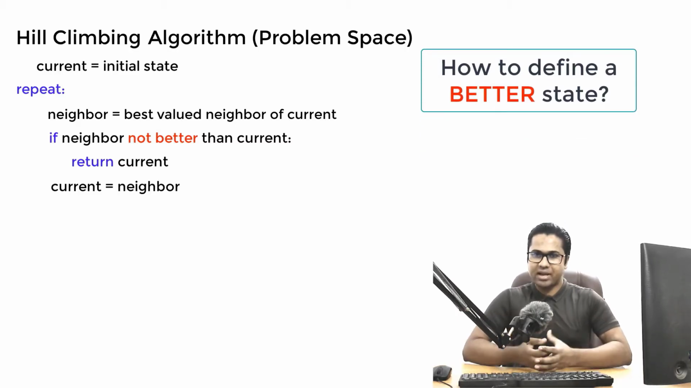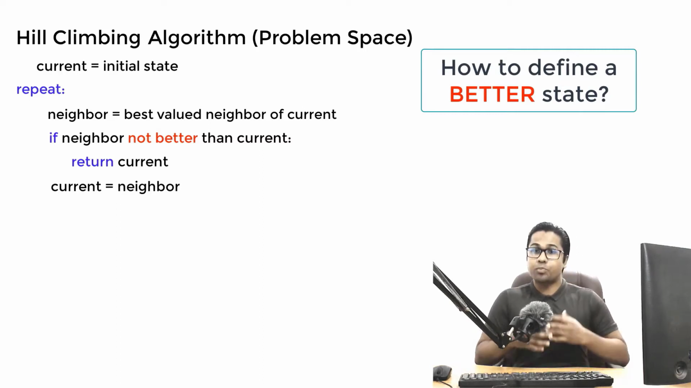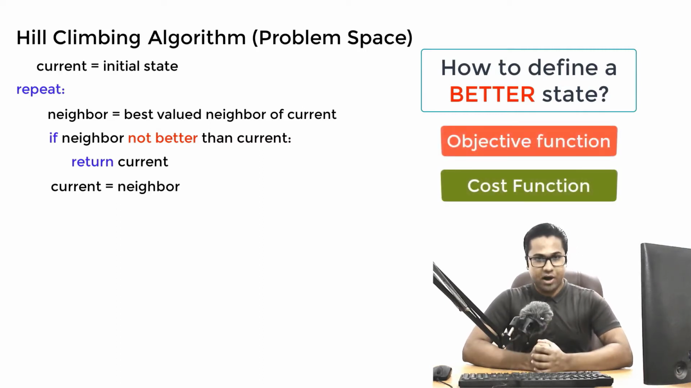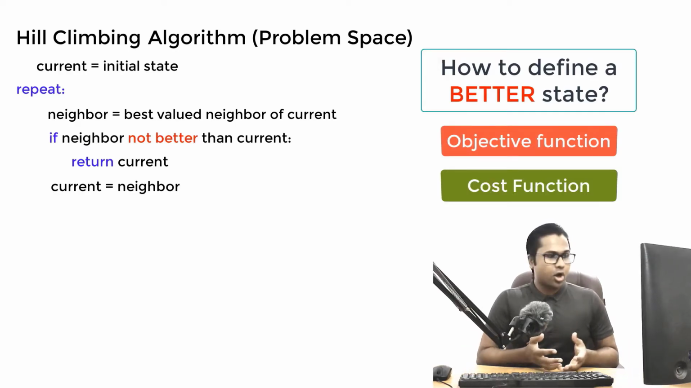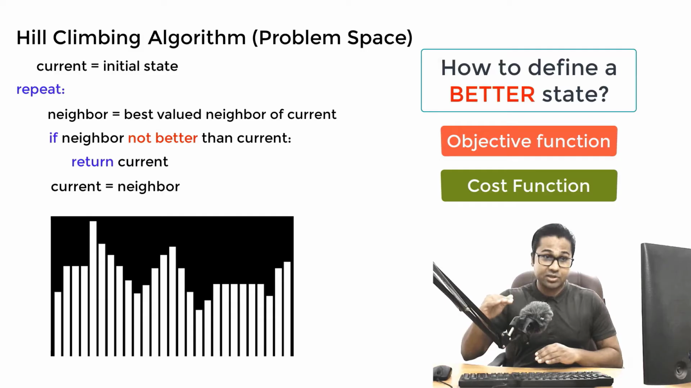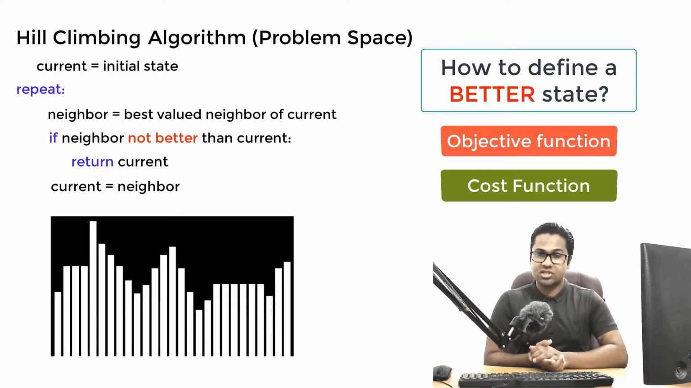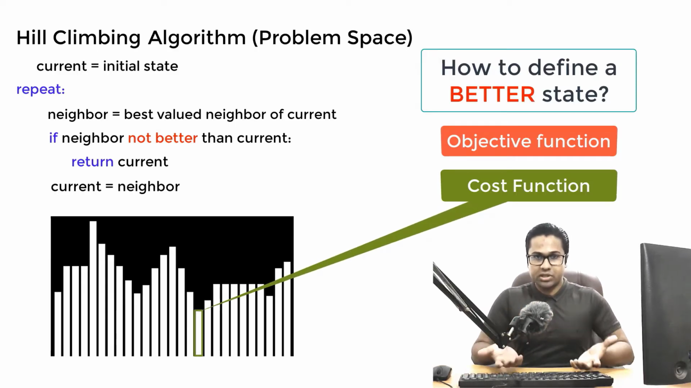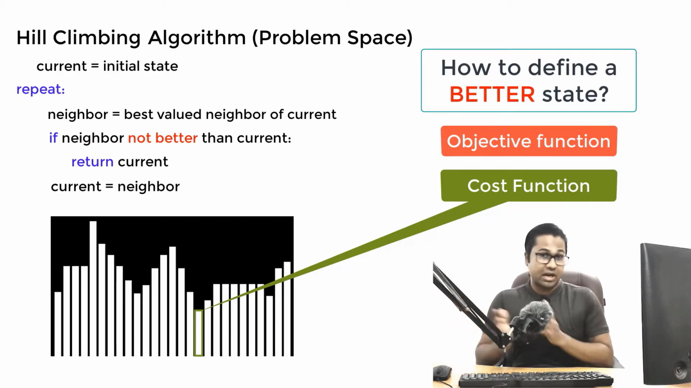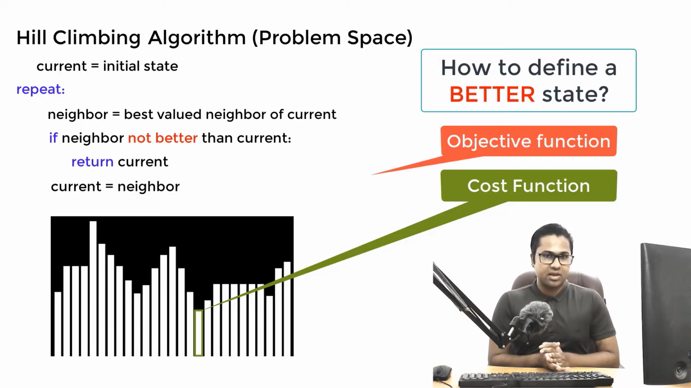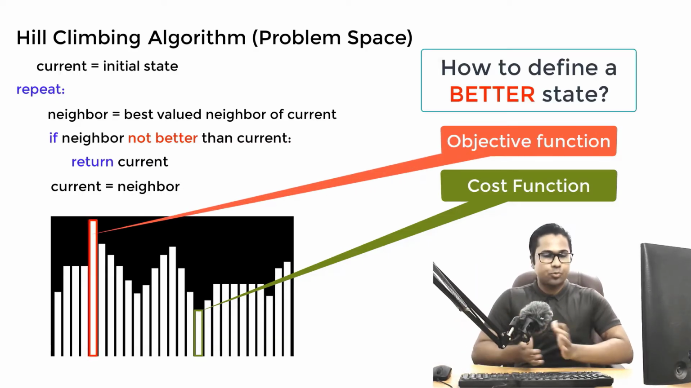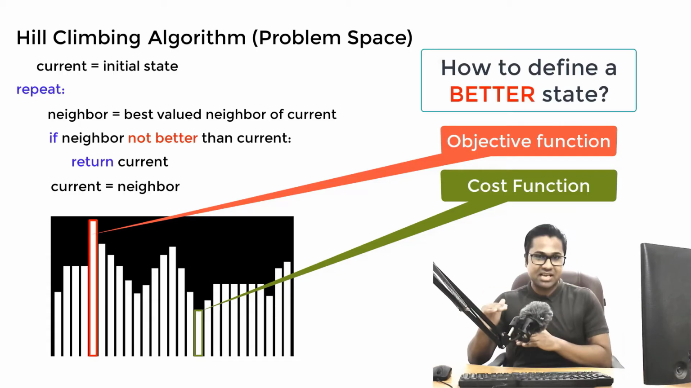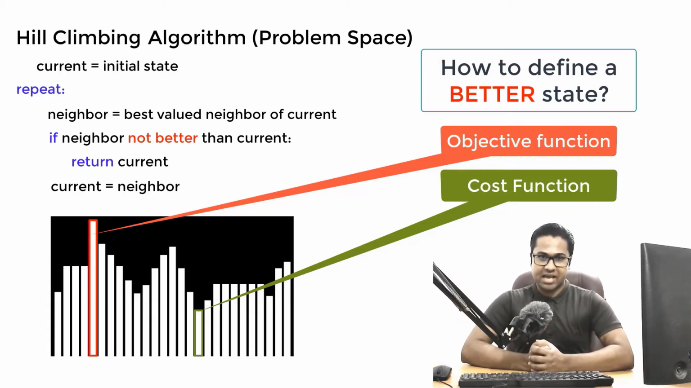What qualifies as better is defined by whether we use an objective function or a cost function. We have already learned that the objective function prefers a higher value and the cost function picks a lower value. If we want to minimize something, then we will use the cost function. That means the better state will be the state which is lower than our current state. On the other hand, if we want to maximize something, then we will use the objective function, and in this case, the better state is the state which is higher than the current state.